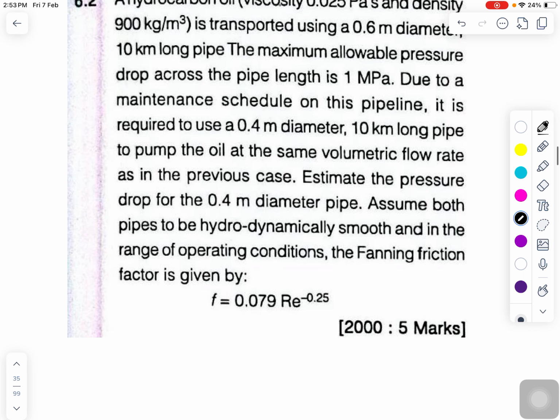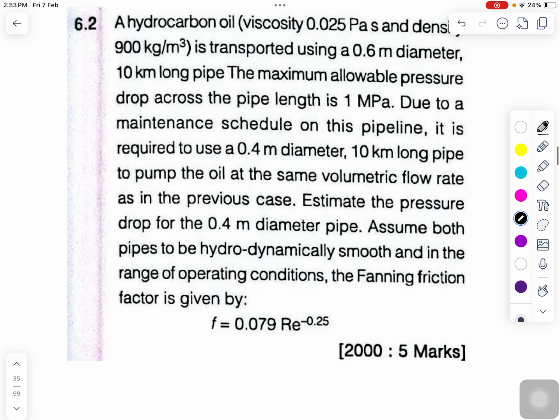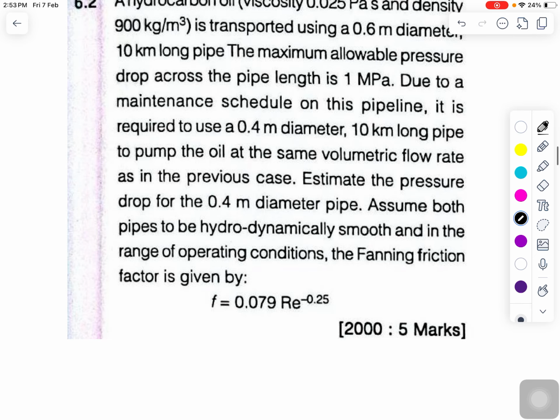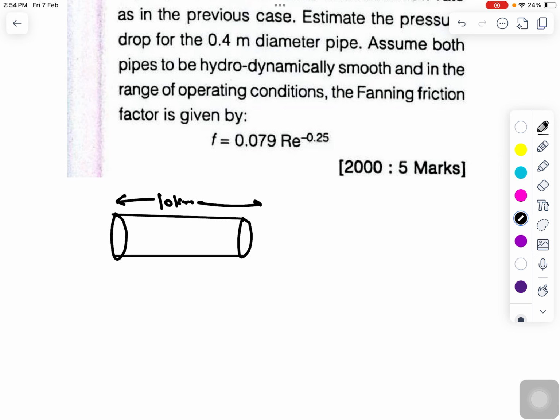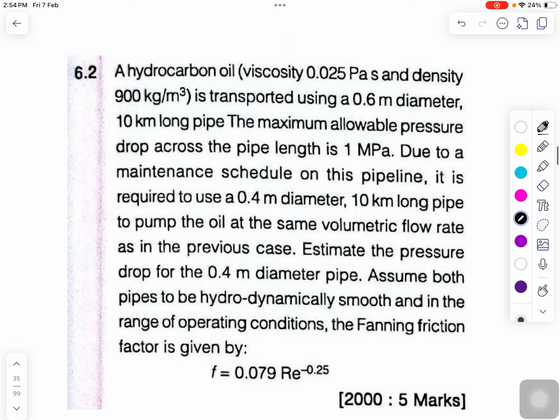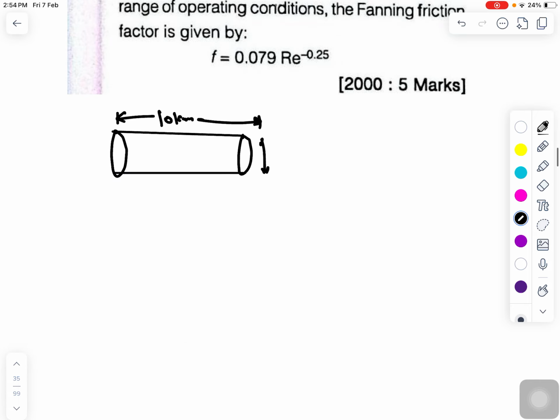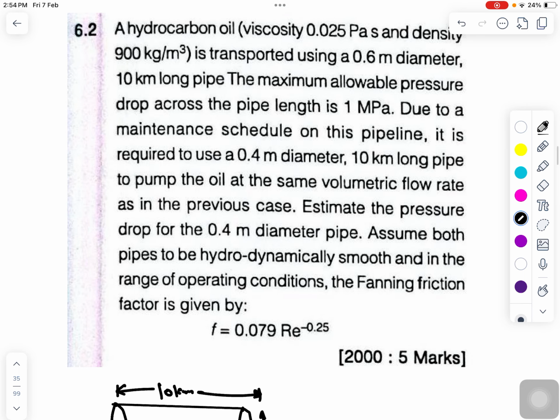Okay, then I'll be moving to ask the next question. The next question says that a hydrocarbon oil, with given viscosity and density, is transported using a 0.6 diameter, 10 kilometer long pipe. So there is a pipe with hydrocarbon oil, the length of this pipe is 10 kilometer and the diameter of this pipe is 0.6 meter.